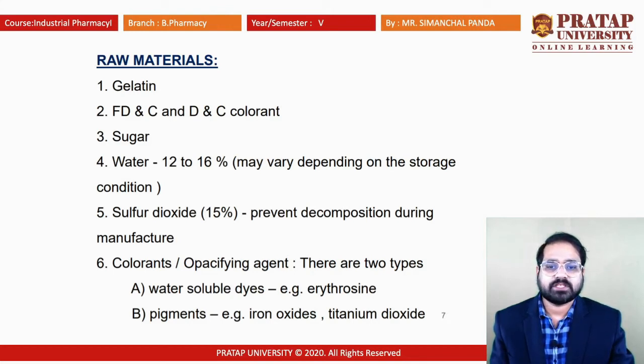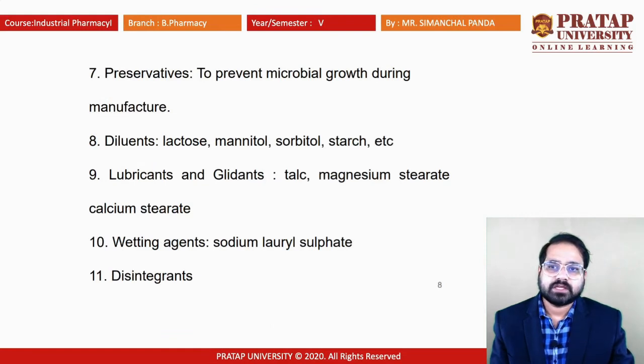Colorants and opacifying agents, generally titanium dioxide and iron oxides, are used widely as pigments. Water soluble dyes can be used such as erythrosine. There are others: preservatives to inhibit the growth of microorganisms. Then we can use diluent to increase the bulk. The lubricants and glidants, we can see talc, magnesium stearate, calcium stearate, and wetting agents like sodium lauryl sulfate, and disintegrants.